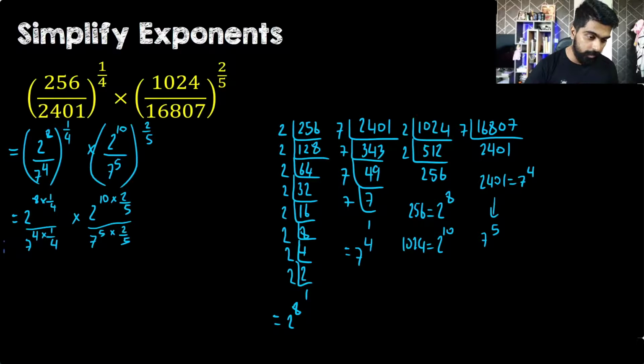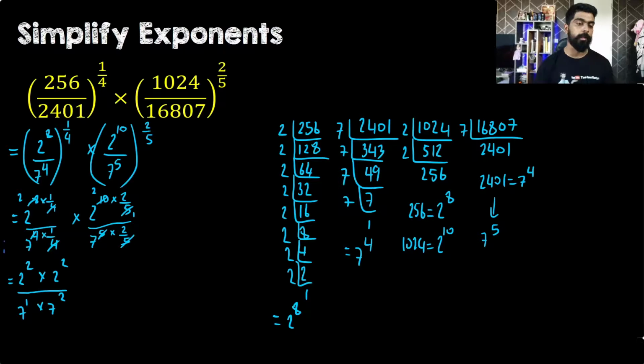Alright, so if you take a look at this, 4 and 8 can simplify. 4 will change to 1 and 8 will change to 2. Here 5 will change to 1 and 10 will change to 2. Here 4 and 4 will simplify, and here 5 and 5 will simplify. So what do we have here guys? We have 2 to the power of 2, multiplied with 2 to the power of 2, over 7 to the power of 1 multiplied with 7 to the power of 2. Alright guys, does that make sense? Alright, very, very good.